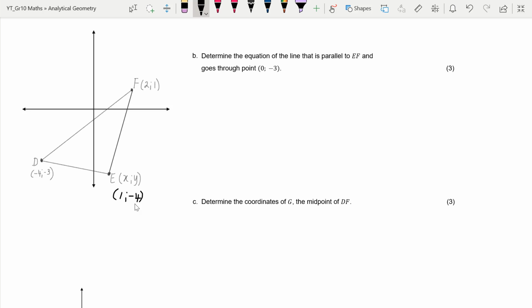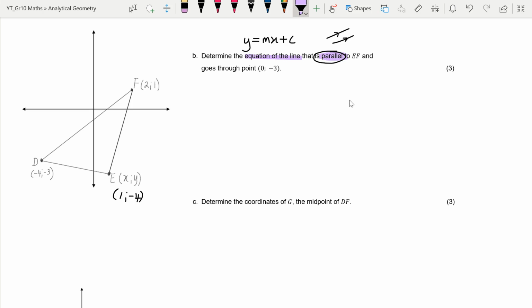Let's look at question B. Question B says determine the equation of the line. So we need to find the equation of a line. Again, we know the equation of a line is in this form. We need to find the equation of a line that is parallel. Ooh, the moment that you see that idea of parallel line, what do we know about parallel lines? I hope you can answer that.